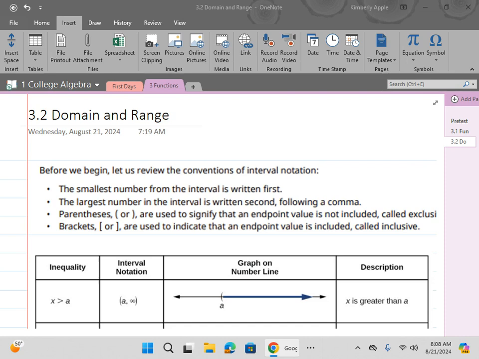All right, so when we're talking about domain and range, we are going to express those things in what we call interval notation. Interval notation just looks like this. Like I've got this chart down here. Let's look at the first example.